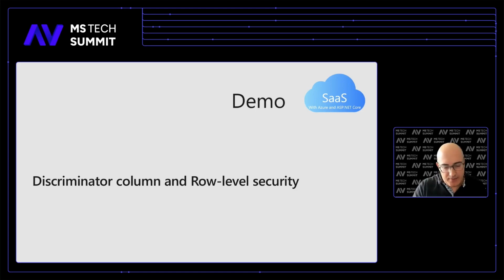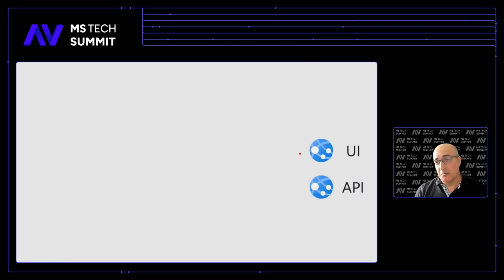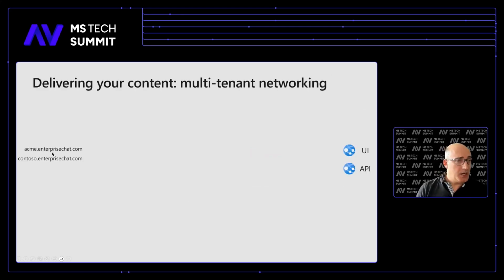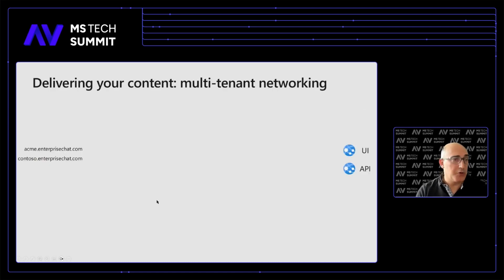Now let's go and have a look at the second goal, which is our delivery network. Okay, so for our delivery network, what we want to achieve is basically, we're going to deploy our application most likely, for example, in Azure on a couple of app services, right? One for the UI and one for the API. Okay, the user will access a custom domain like acme.enterprisechat.com or contoso.enterprisechat.com or literally anything.enterprisechat.com.